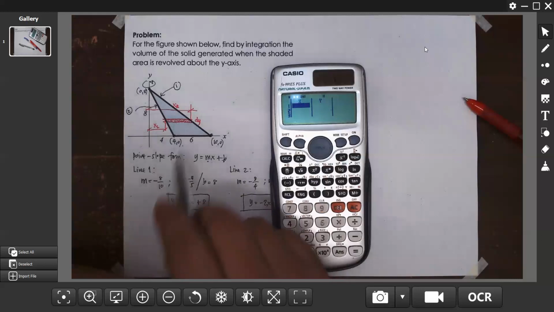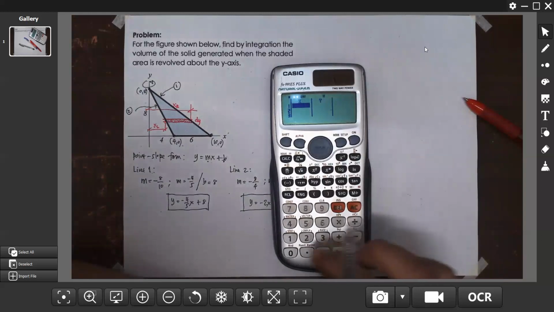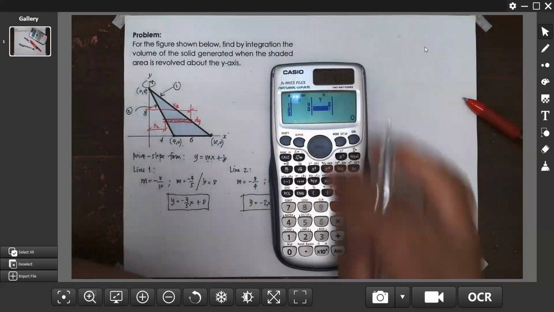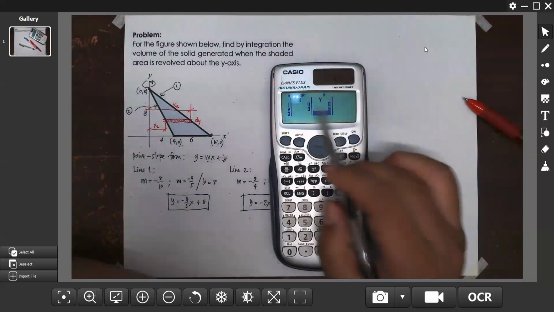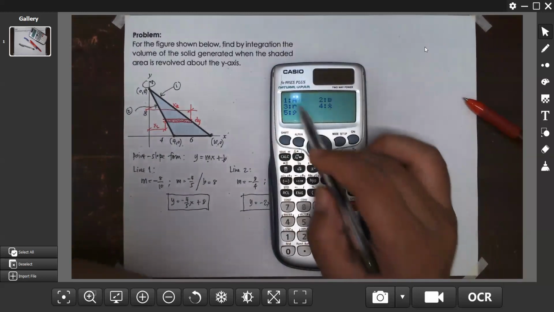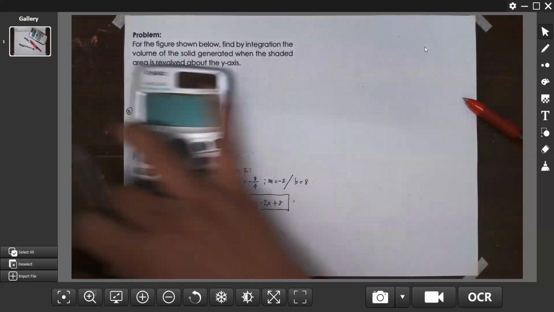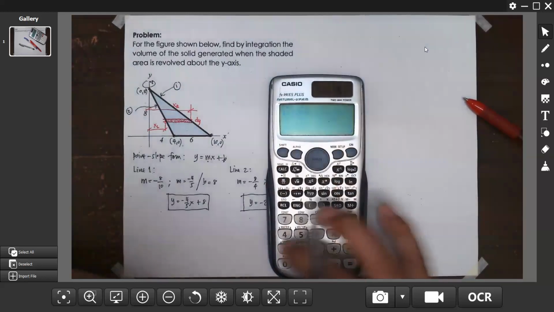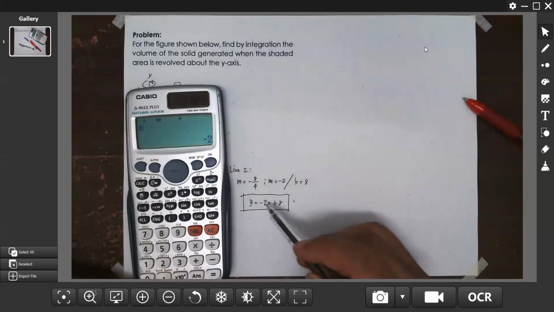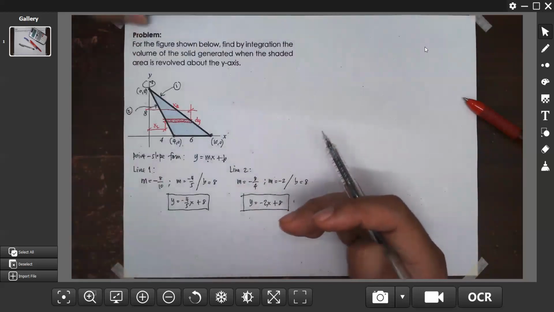Okay, we use different points. For line number 2, it passes through (4, 0) and (0, 8). Clear. Shift 1, regression A: it's equal to 8. And the slope, shift 1, B, is negative 2. So you can use your calculator in finding the equation of the line.